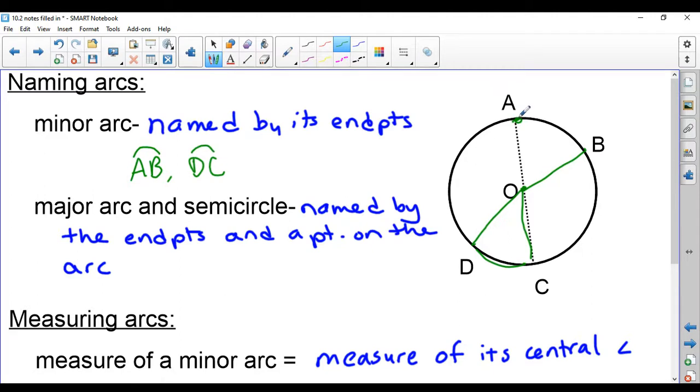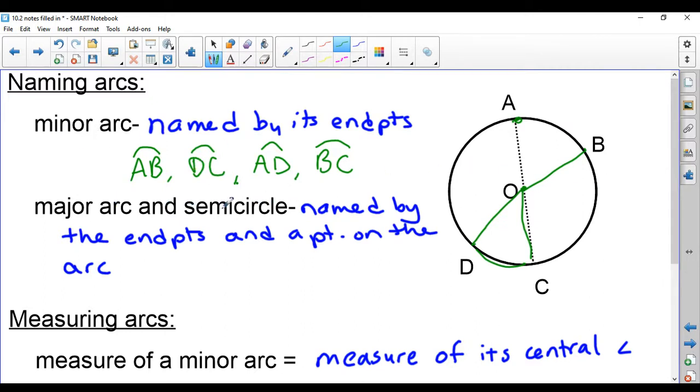I also have another minor arc going this way from A to D, or over here from B to C. I know that I would go the shortest path from A to B because I've only named it with the two endpoints, so it has to be a minor arc.